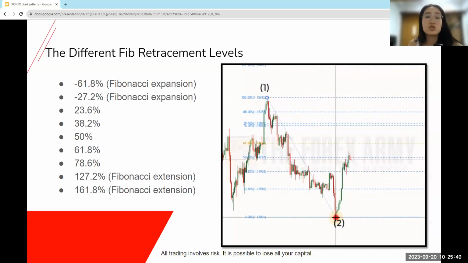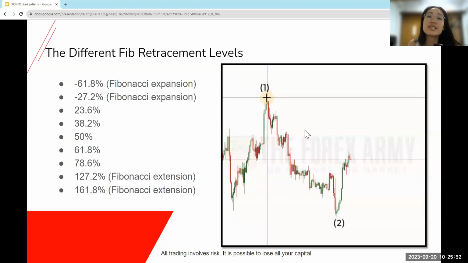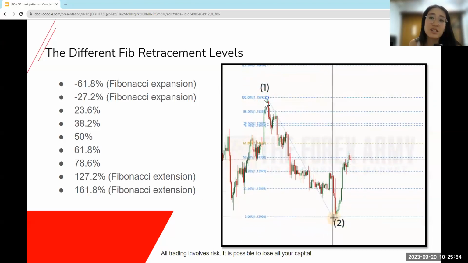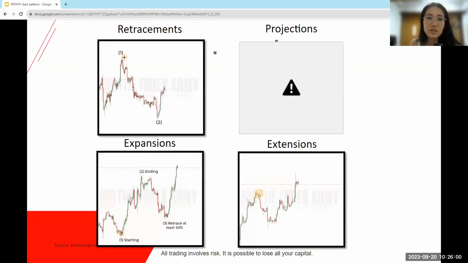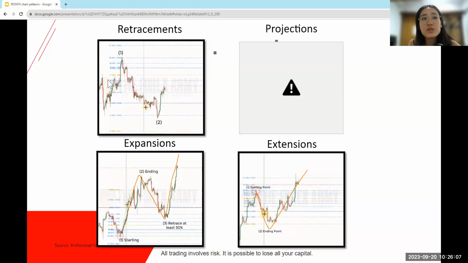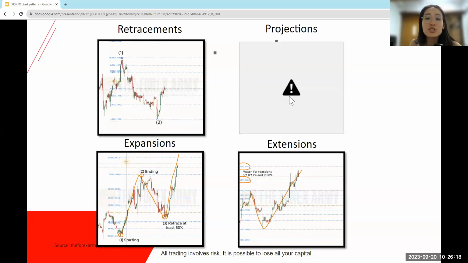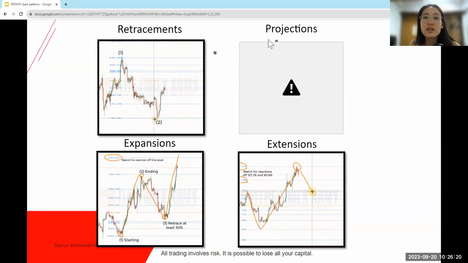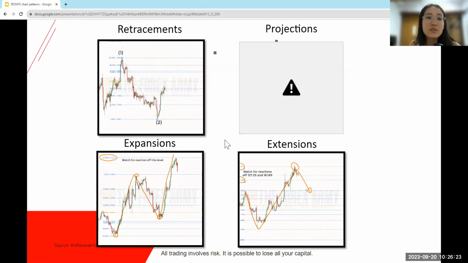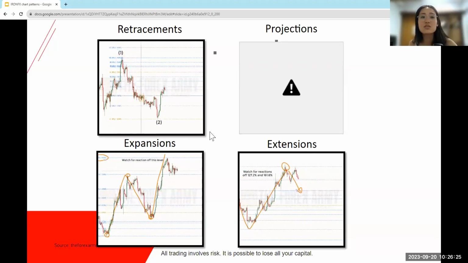Okay, this GIF here, you can see we are following exactly the pattern, or rather the structure of the market, and that's quite important. So here we show you exactly how to draw your Fibonacci. So for retracement, as you can see from the previous slide, the GIF just follows exactly the shape of the chart. Pretty straightforward. My projection is not showing, I'm not sure why, but I'll show you guys that in a second.